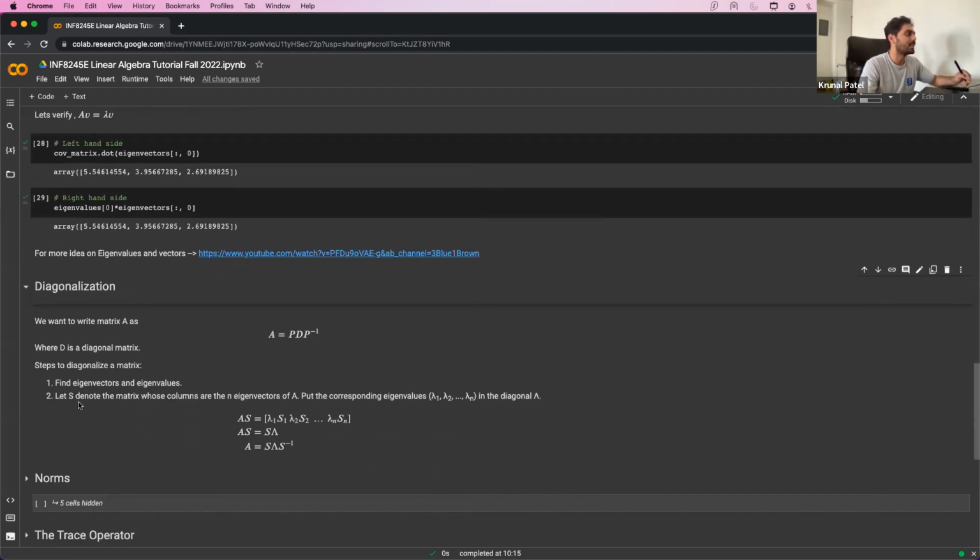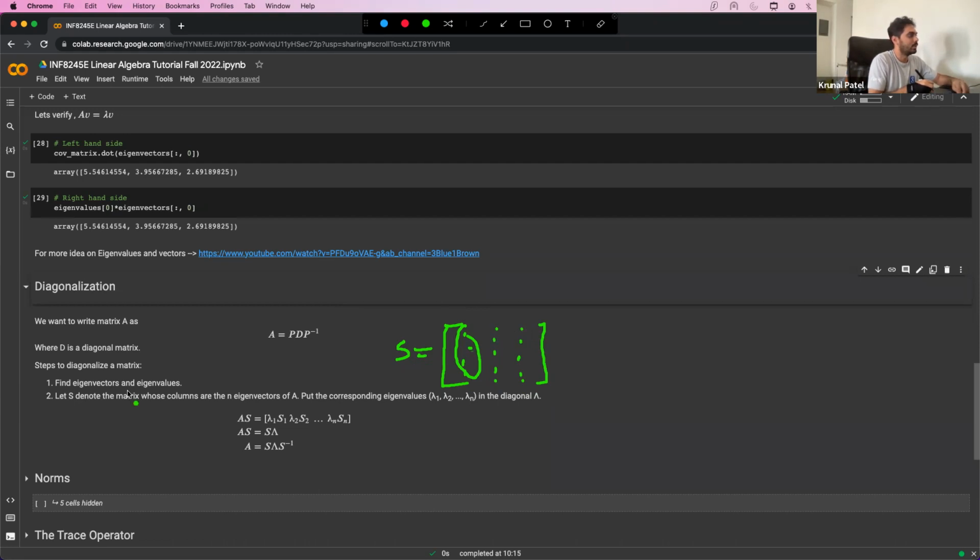So I computed the eigenvectors of this matrix A, and I just put them in a matrix. Let's say I have my first eigenvector, so I put it here. Second eigenvector, I put it here. Third eigenvector, I put it here, and so on and so forth. I call this my matrix S. This is my first eigenvector, this is my second, and this is my third.